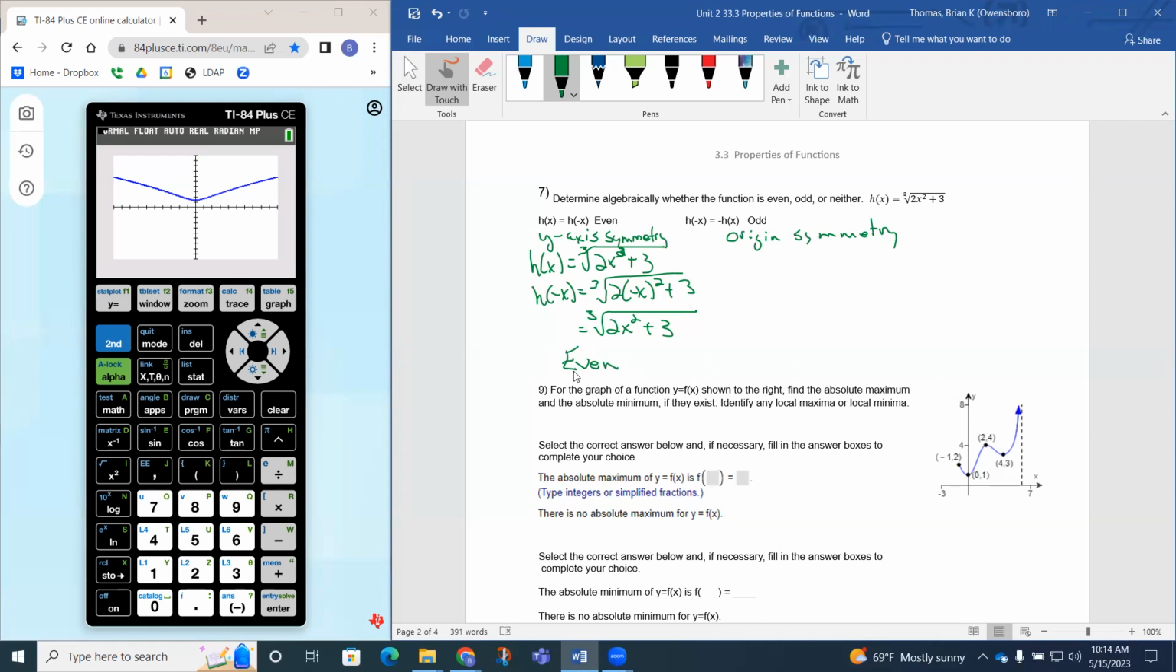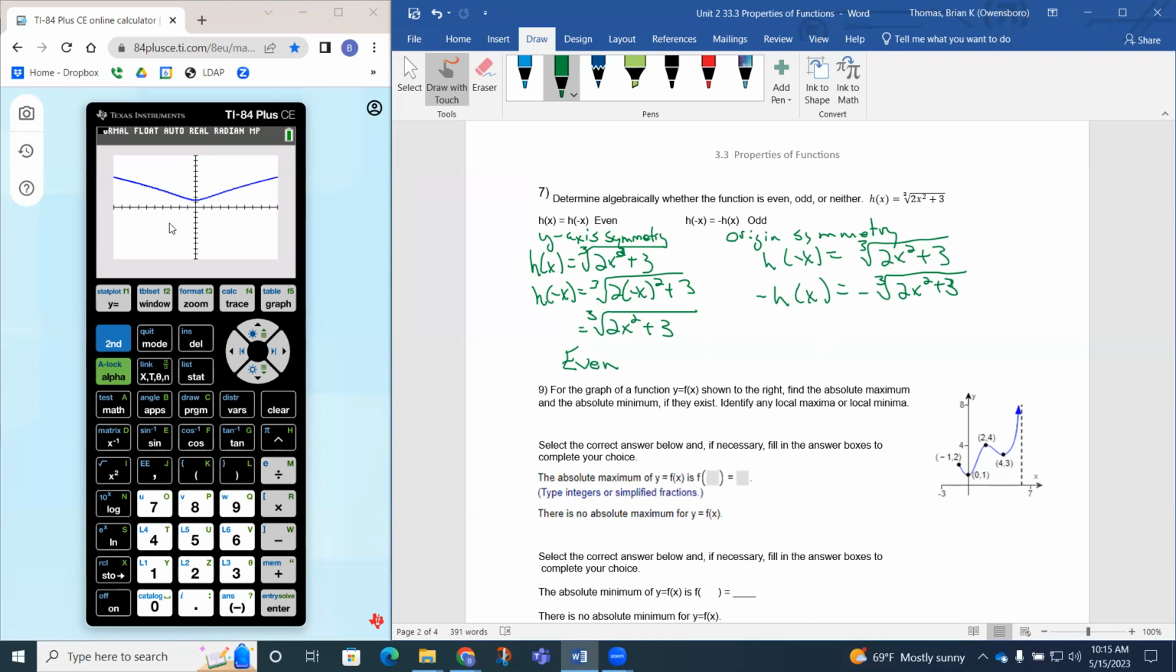So it does have y-axis symmetry there. Now, if I want to verify that it doesn't have origin symmetry, we already know that h of negative x equals the cube root of 2x squared plus 3. h of negative x has to equal the opposite of h of x. The opposite of h of x means to take the opposite of this function, which means the negative goes on the outside. This is going to be the opposite of the cube root of 2x squared plus 3. And notice that these are not the same thing. This is positive and this is negative, so they're not equal. So therefore, it does not have odd symmetry. It does not have origin symmetry. It's not an odd function.